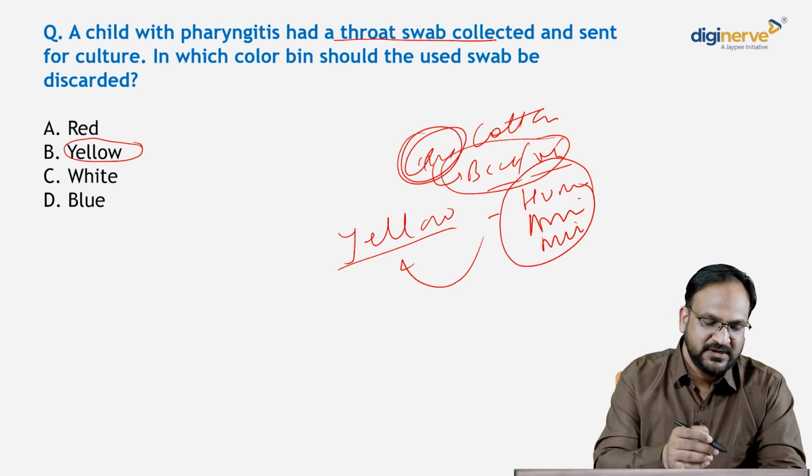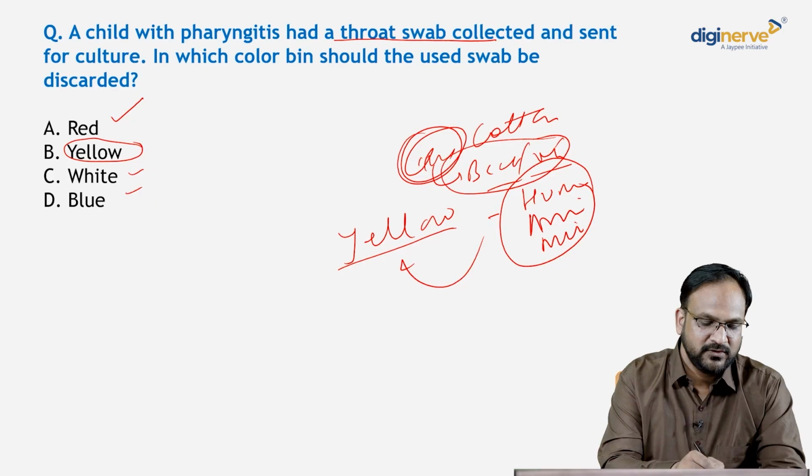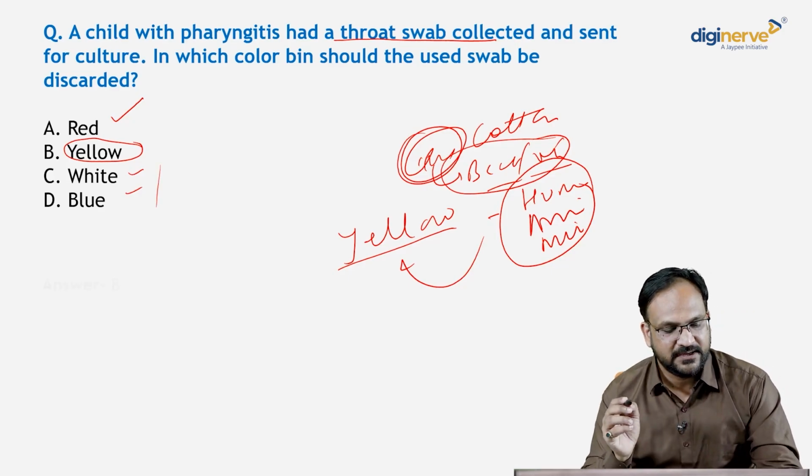Now looking at the other options, red is for the infected tubings and plastic material, white and blue for the sharps. So answer will be B.